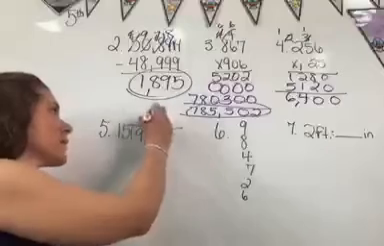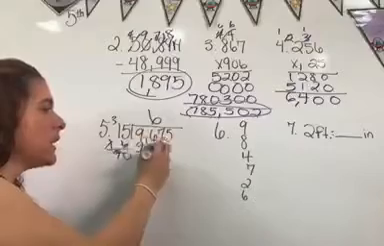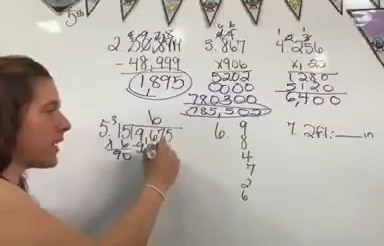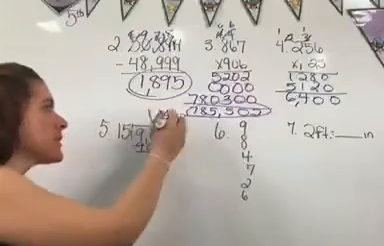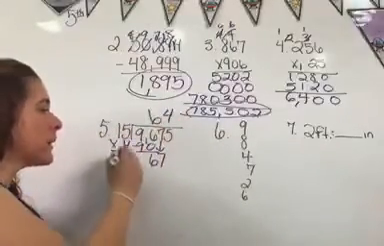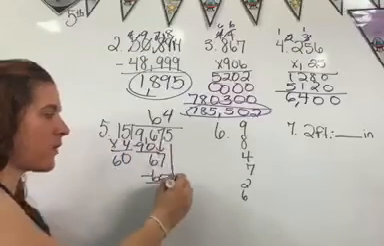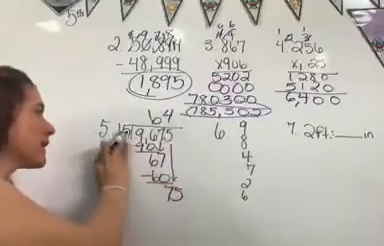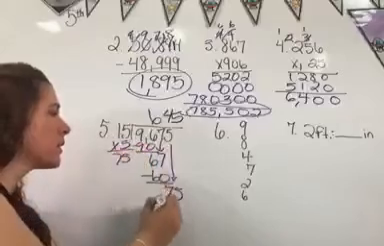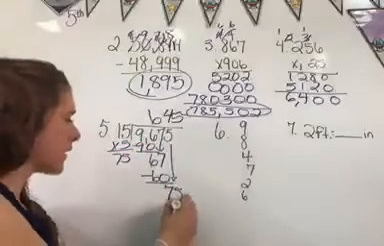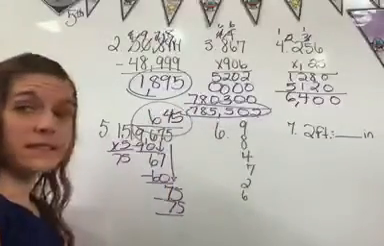15 into 96, we're going to do it 6 times, because that'll give you 90. 96 minus 90 is 6, and we bring down the 7. How many times can 15 go into 67? I'll say 4 times. So that'll be 60. 67 minus 60 is 7, bring down the 5 is 75. We'll say 5 times. Yeah, look at that, 75. Your answer is 645.